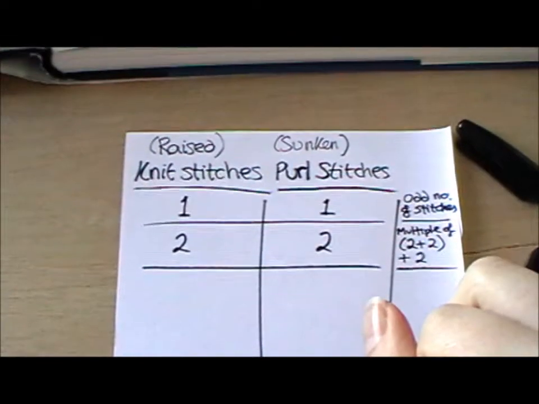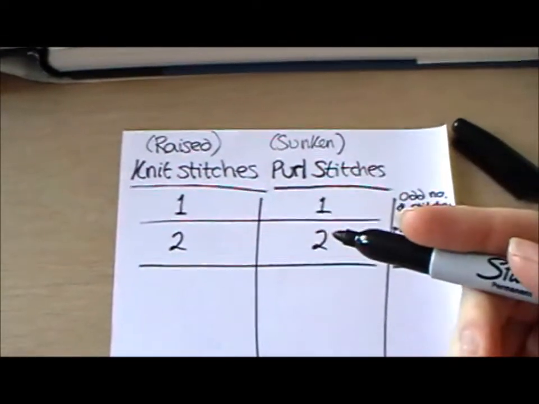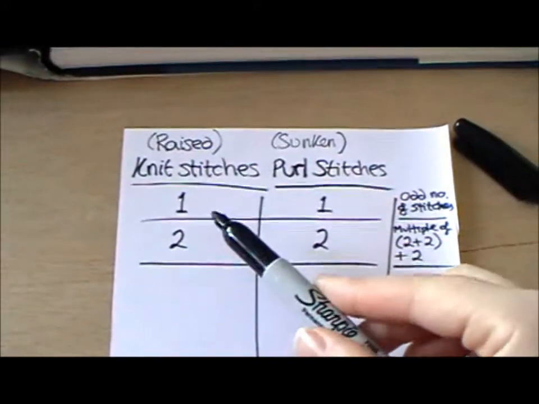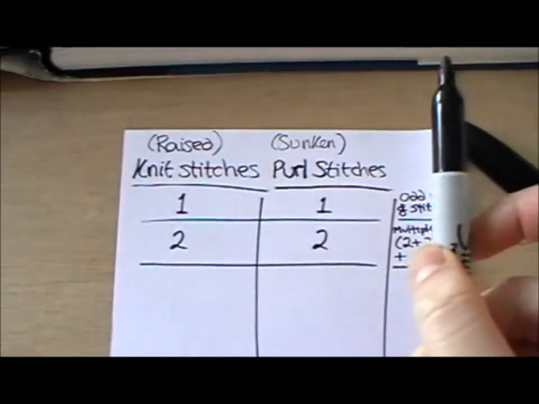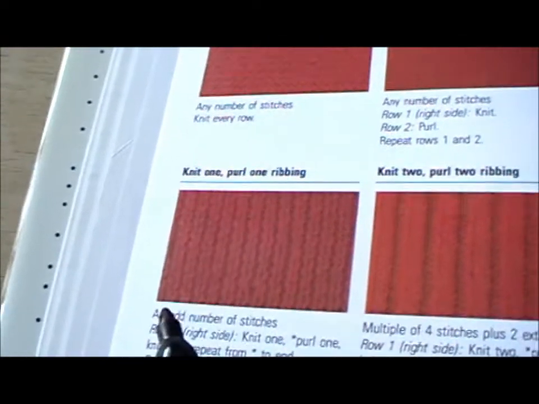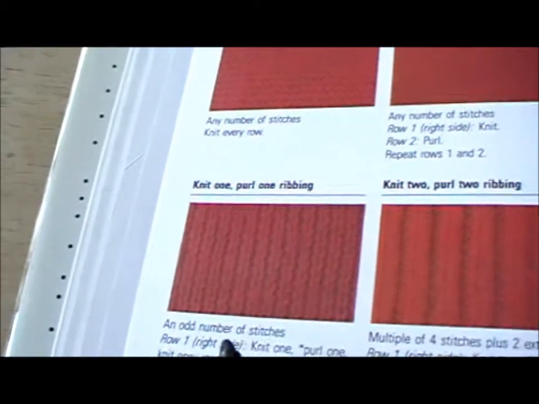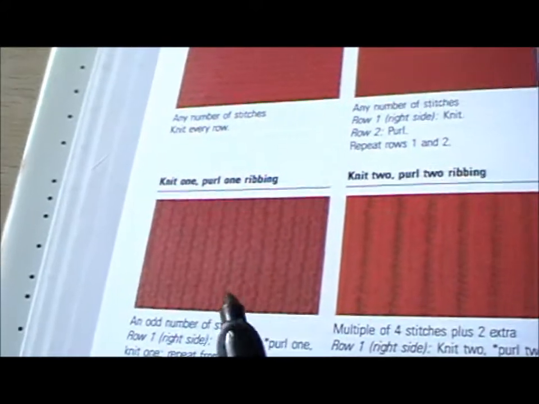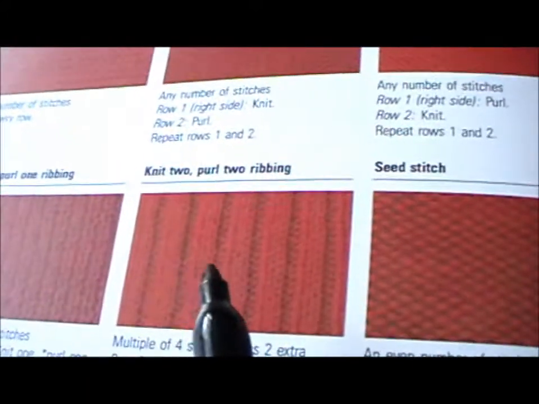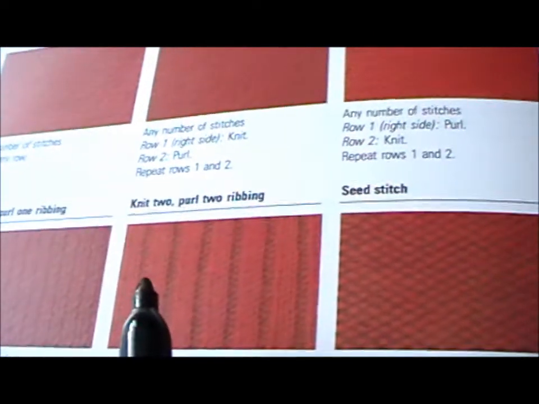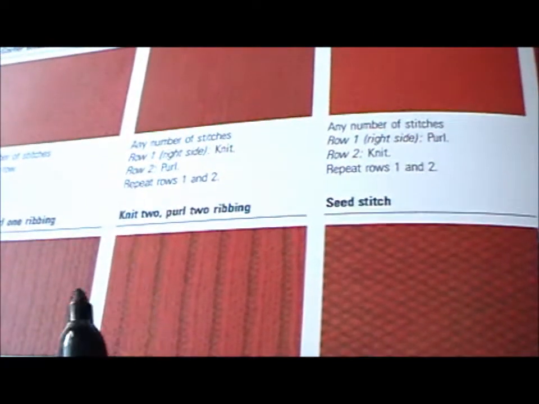Just as a side note, if you want to experiment with doing different numbers of knit stitch and purl stitch in your ribbing, for instance, in this book you can see single rib is 1 line of stitches like that. Here is double rib, which is 2 knit stitches, 2 purl stitches, 2 knit stitches, etc.